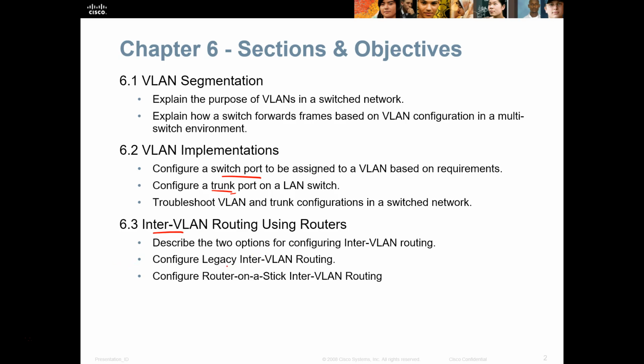So legacy inter-VLAN routing using multiple routers or multiple ports on a router and router on a stick. These are the two options that are discussed in this chapter. There's also multi-layer switching, where you use a multi-layer switch to route between VLANs. There's three options, one being legacy with a router with multiple ports. Router on a stick uses sub-interfaces on a traditional router. And the third option, a multi-layer switch, which looks like a switch, but it's capable of layer 3 routing.